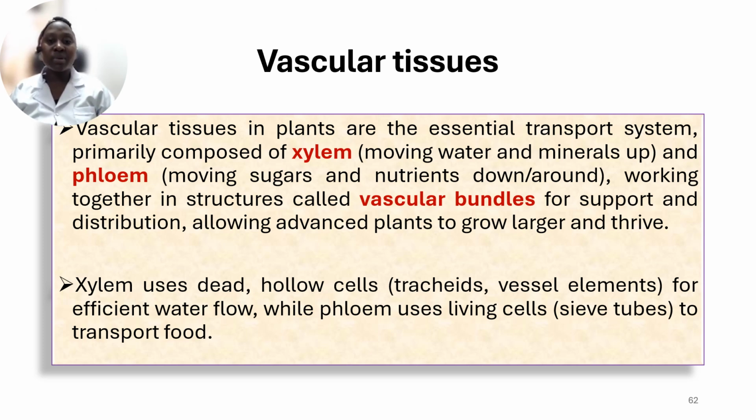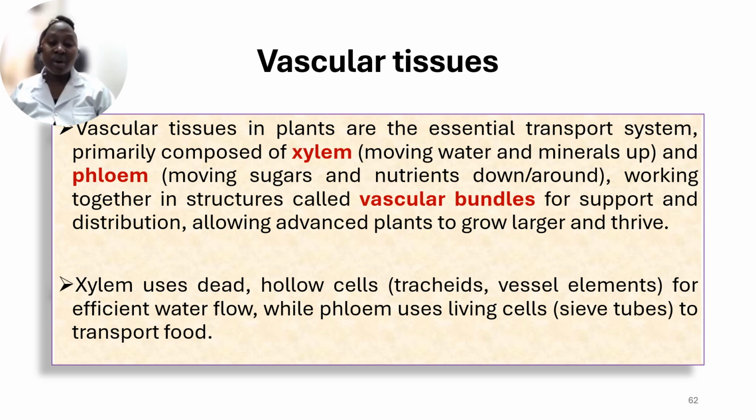I hope you all know about these vascular bundles, which are there for support and distribution, allowing advanced plants to grow larger and thrive. The xylem uses hollow cells which are dead. They are called tracheids or vessel elements, and for efficient water flow, we need those tracheids and vessel elements. Also, the phloem uses sieve tubes to transport food. We are not going to dig much into these tracheids, vessel elements, and sieve tubes.